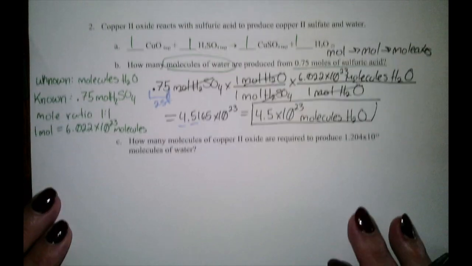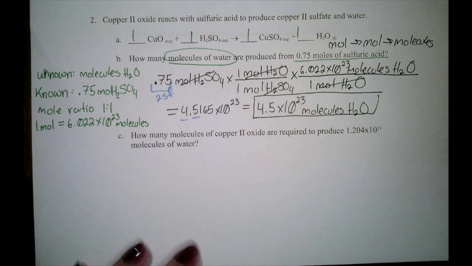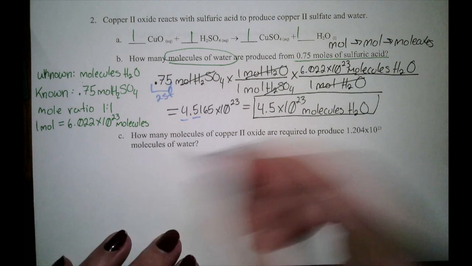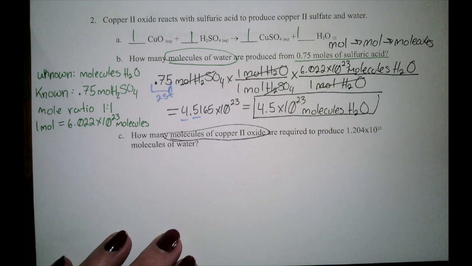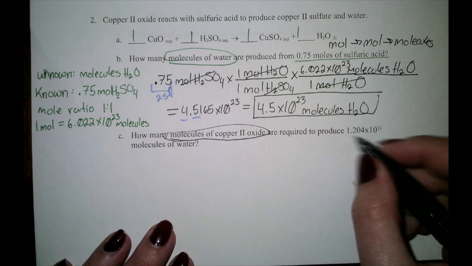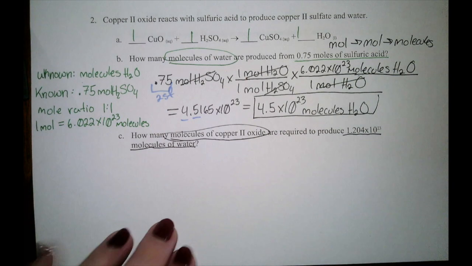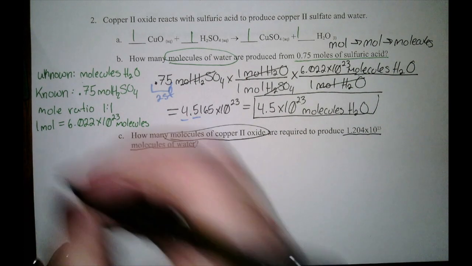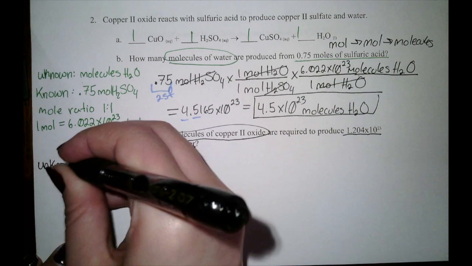Now let's look at part C here, which is going to take us a little bit farther, but we're still going to be working with molecules. It says: how many molecules of copper 2 oxide, really should be formula units of copper 2 oxide, but it'll work for our purposes, are required to produce 1.204 times 10 to the 23rd molecules of water? Well, first off, let's mark our unknown.